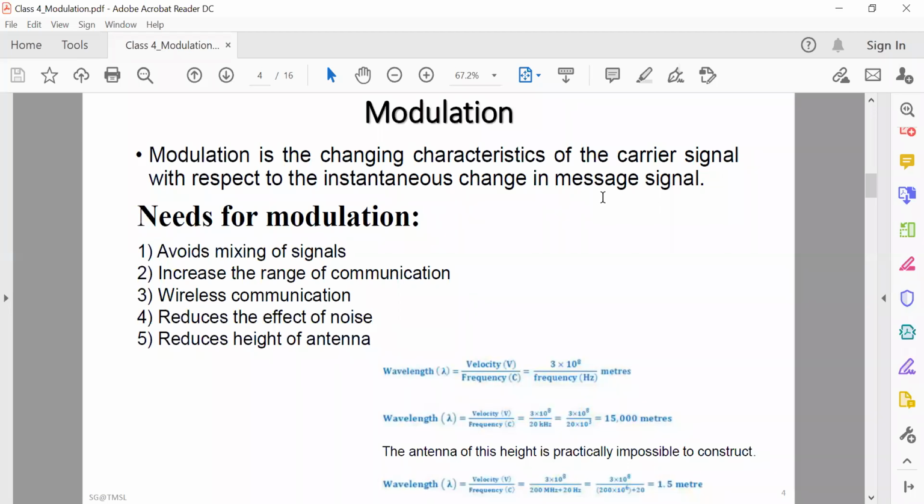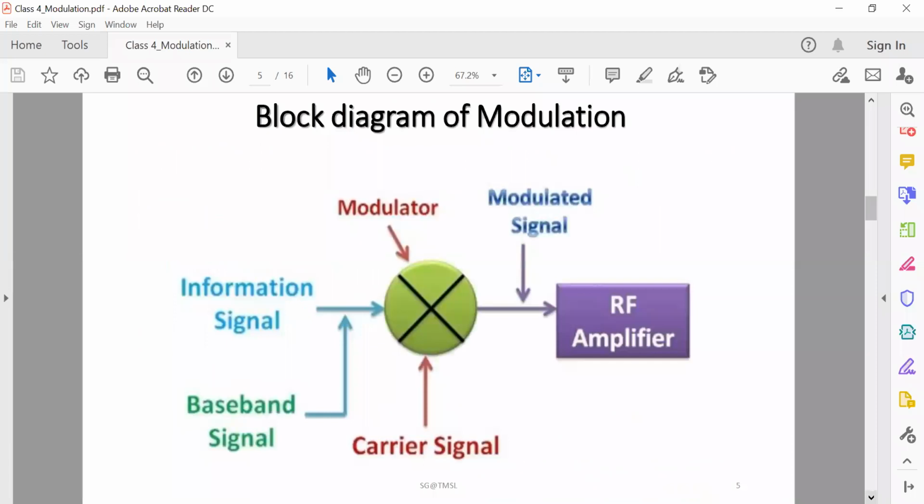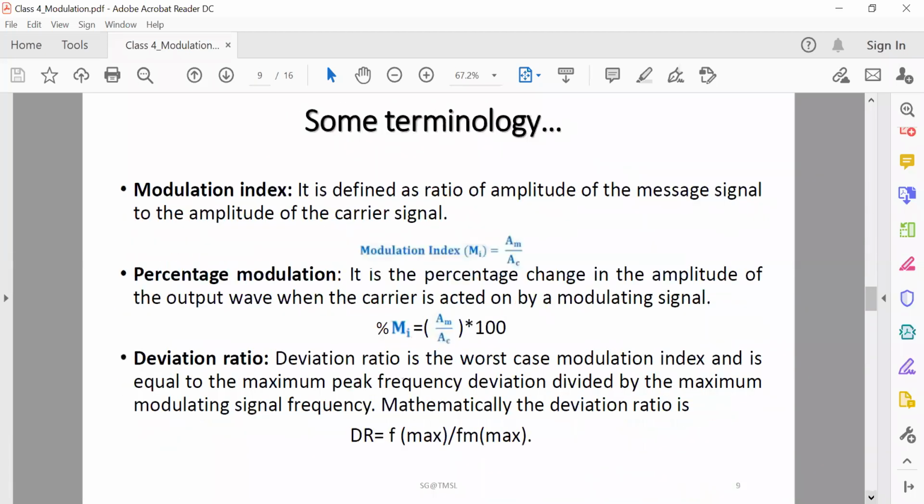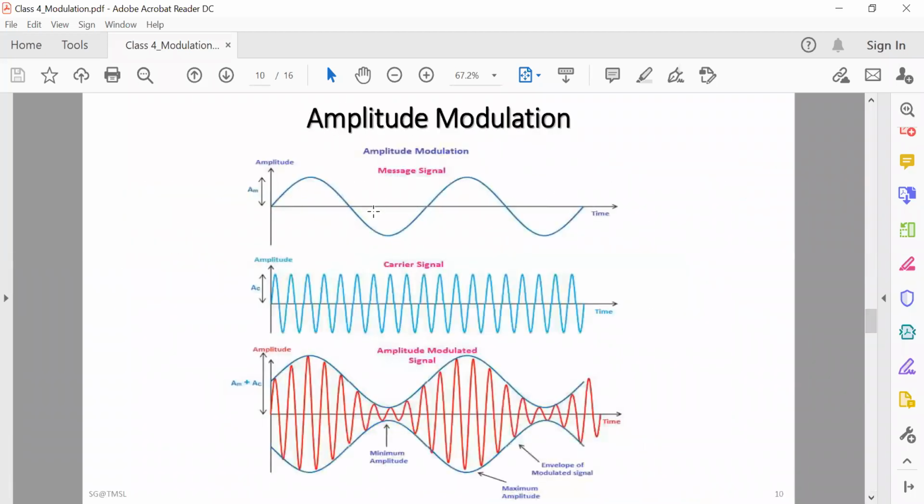On the next slide, suppose this is your message signal, a low frequency signal, and it is mixed with this carrier signal, so that at the receiving end we can get this type of signal with high frequency. So this is your message signal, this is your carrier signal, both are modulated, and we get this signal at the receiving end.